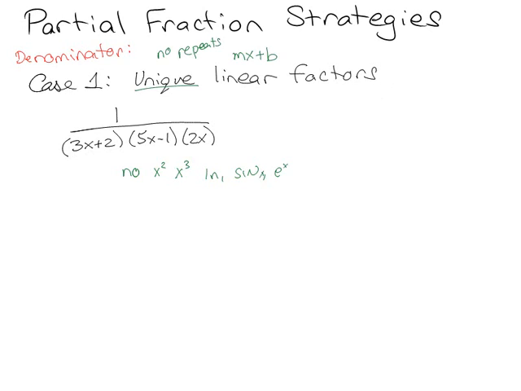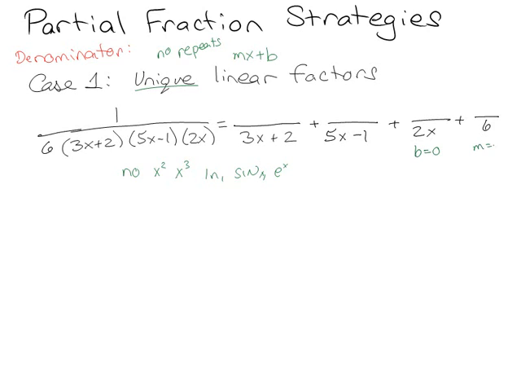Assuming you have something with no repeating and it's all linear, then it's as straightforward as matching 3x plus 2 going on the bottom, then whatever your next factor is, and so on. I could even put a 6 out there, and that would still count. Those are all linear factors. In case you're freaking out, for 2x, b would equal 0, and for 6, m would equal 0. But it still counts as linear because it fits the pattern.